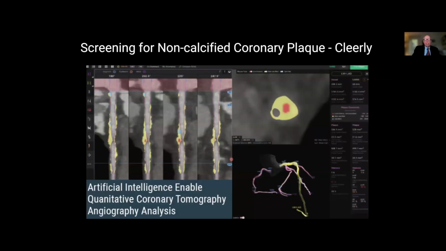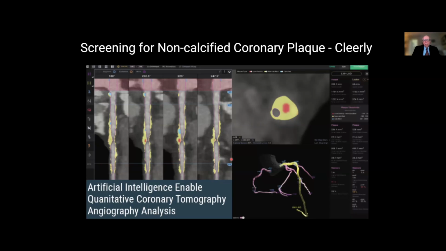So that's led to the next question. No one wants to go to the cath lab to find out if they've got a vulnerable plaque. So is there a good screening method? Here's a slide I've been showing for quite a while from CLEARLY that shows that artificial intelligence can be used to interpret angiograms obtained without a catheter in the artery and find plaque composition.